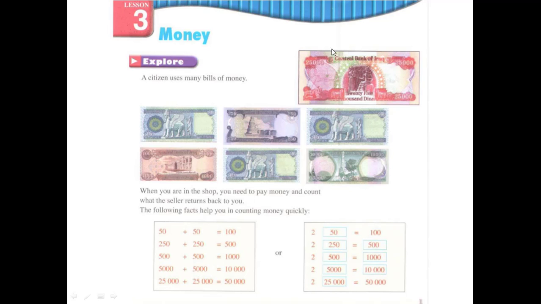If you have 2 bills of 25,000 dinars, how much do you have? You have 50,000. If you have 3 bills of this one, 25 plus 25 plus 25 is going to be 75,000 dinars. What if you have 1 bill of 10,000 and 1 bill of 1,000? 10,000 with 1,000 is going to be 11,000. Okay?